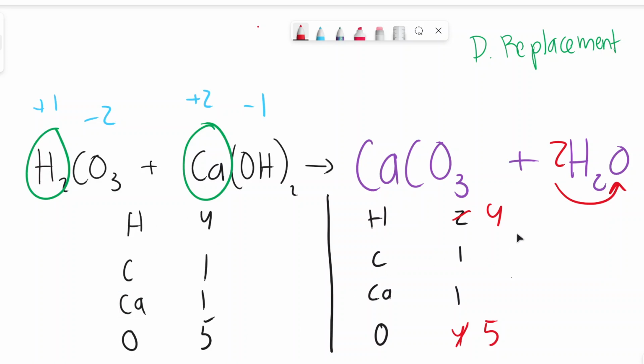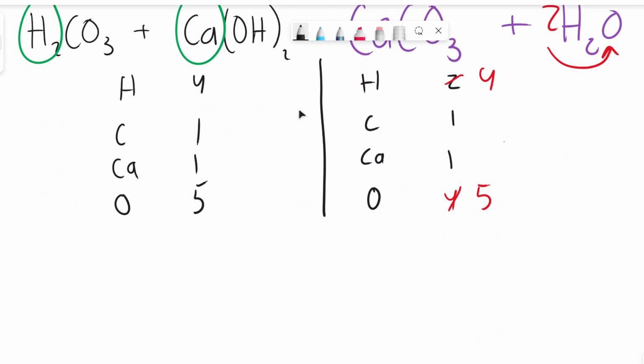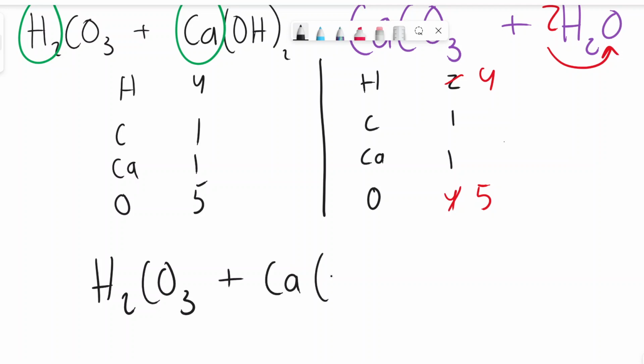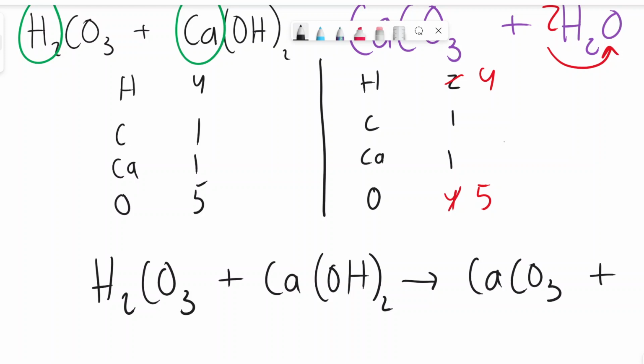Therefore, carbonic acid plus calcium hydroxide yields calcium carbonate and water, specifically 2 molecules of water.